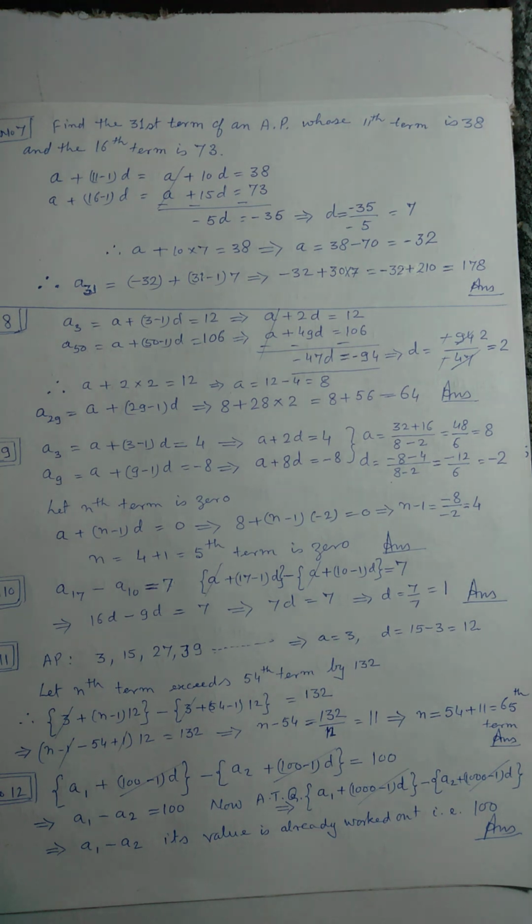Let us start CBSE Mathematics Class 10th, Chapter 5, Exercise number 5.2, Question number 8. The question states that if an AP consists of 50 terms, of which the third term is 12 and the last term is 106, find the 29th term. This is question number 8.